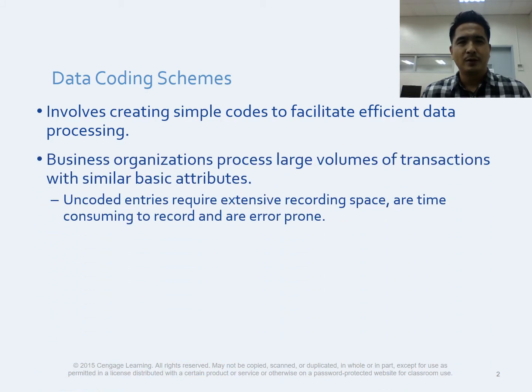So business organizations usually process transactions with similar attributes. Like receivables. So we can have different receivables from different customers in which these customers are the same. They buy from you and you sell them goods. If each customer is not coded, it will require a lot of space for the labeling of the AR, and at the same time it is time consuming to record and error prone.